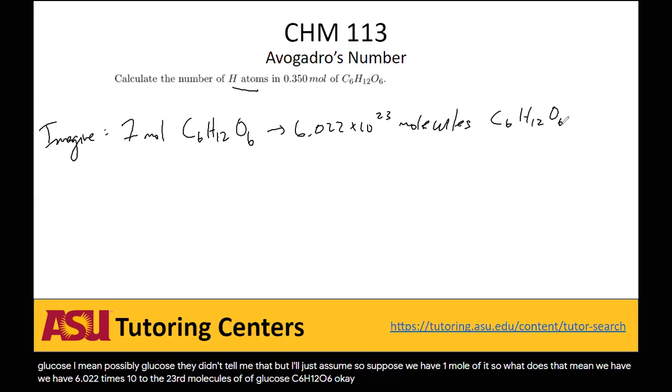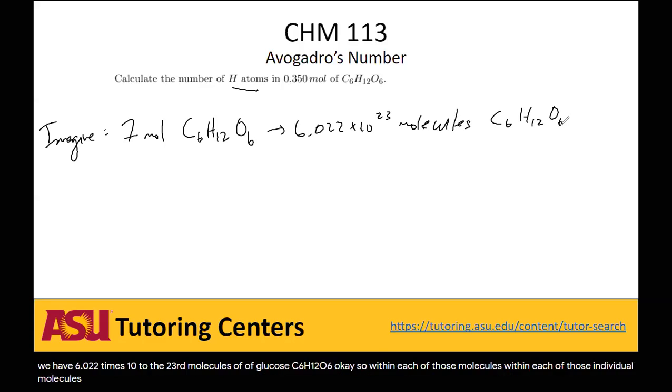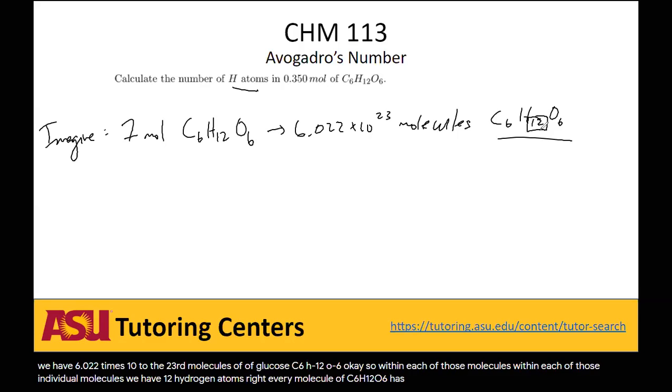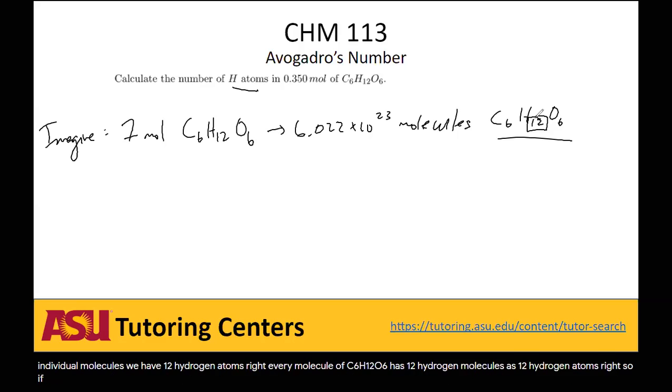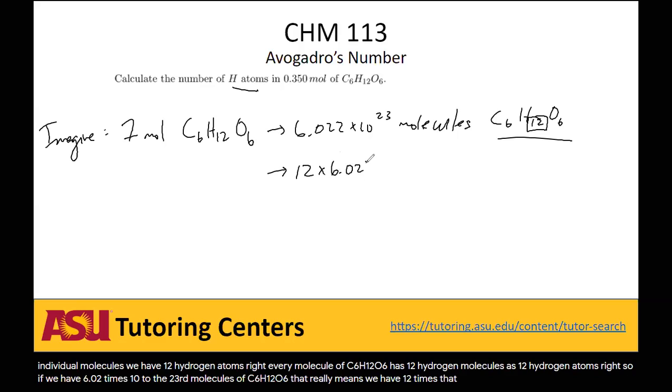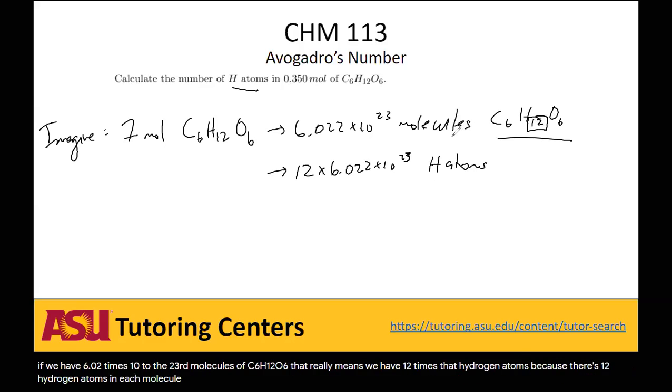C6H12O6, okay? So within each of those individual molecules, we have 12 hydrogen atoms, right? Every molecule of C6H12O6 has 12 hydrogen atoms, right? So if we have 6.022 times 10 to the 23rd molecules of C6H12O6, that really means we have 12 times that many hydrogen atoms, right? Because there's 12 hydrogen atoms in each molecule.